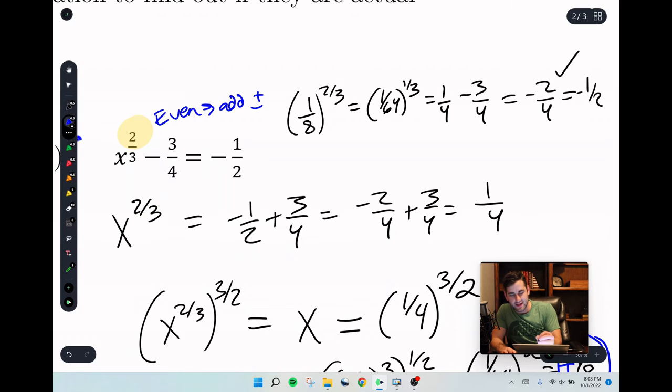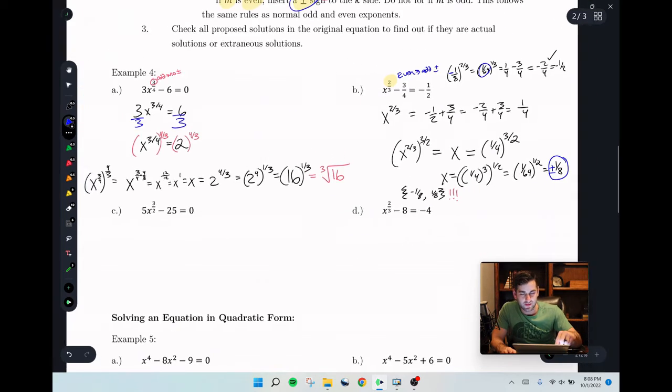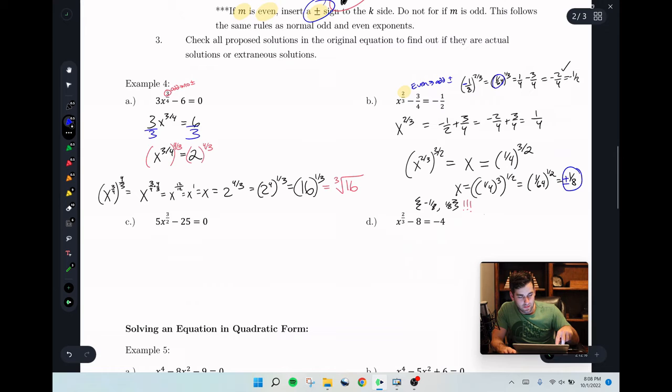Now, if we replace that +1/8 with a -1/8, does it change this first square that we did? It does not. It stays positive, and the rest of ours is going to be the same. So those are both solutions. All right, good to go. That's our solution set.